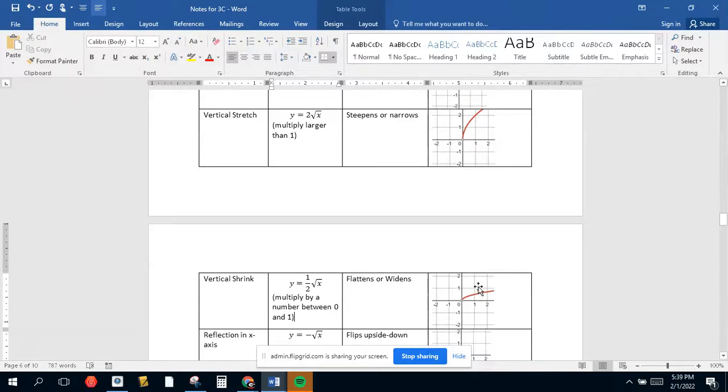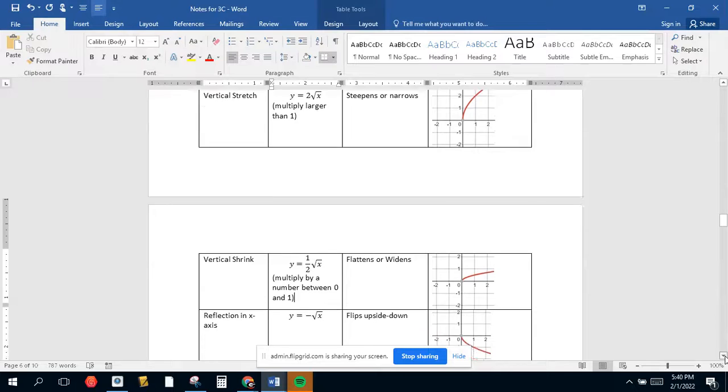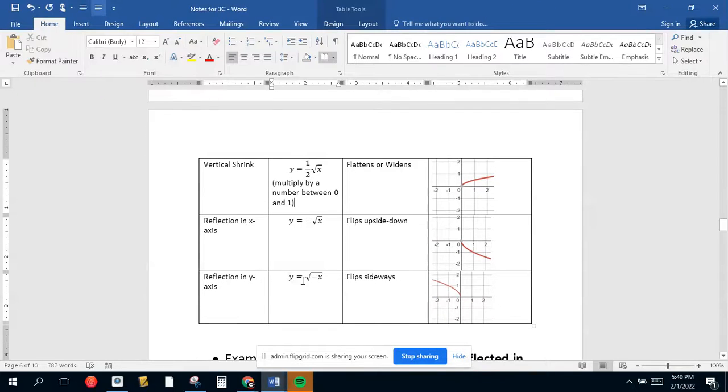But a compression is going to flatten the parent graph. The parent graph goes somewhere in between the stretch and the shrink. Notice that when you multiply, you do not actually move the graph. You only change its steepness. If you put a negative on the outside, it's going to flip it upside down.